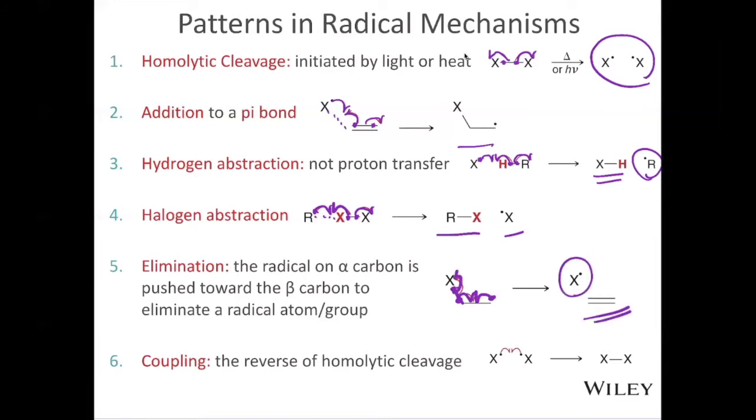And finally, coupling. Coupling is when we have 2 radical species come together to form a new sigma bond. And so that is actually the opposite of the cleavage, which is in pattern 1. So we create a new sigma bond from 2 radicals.